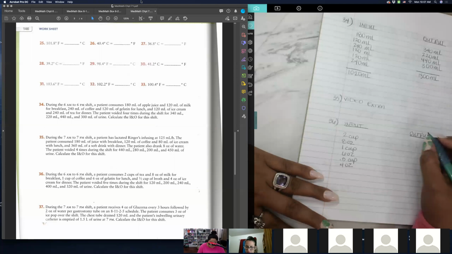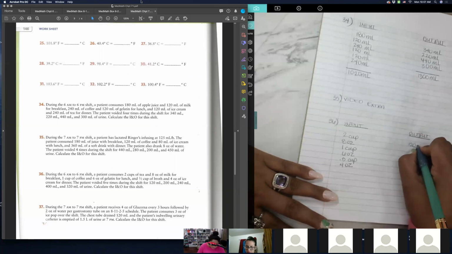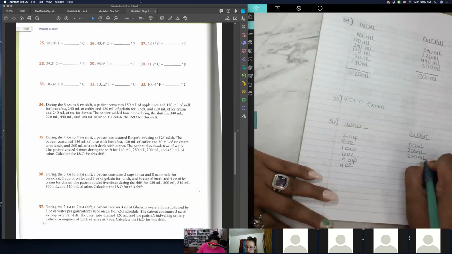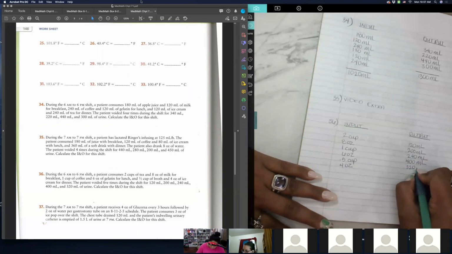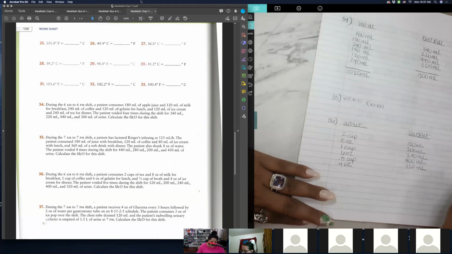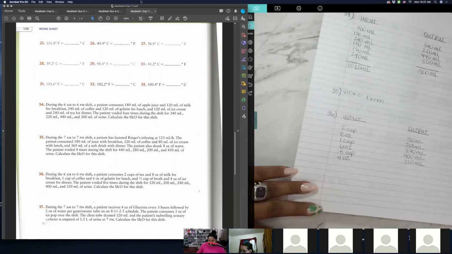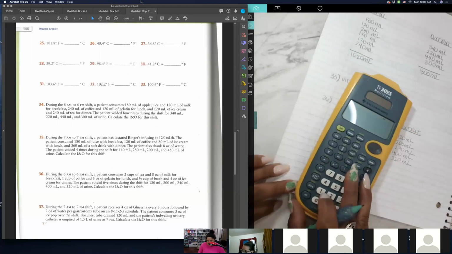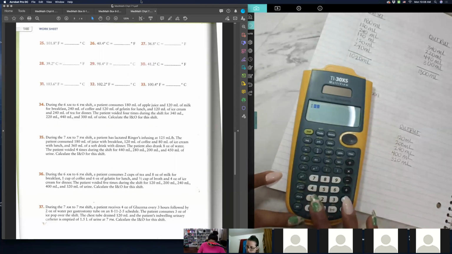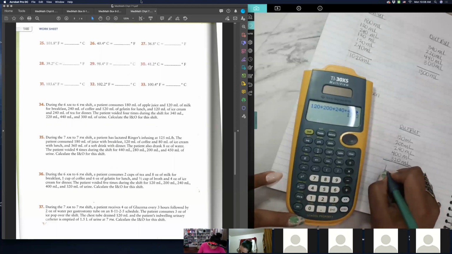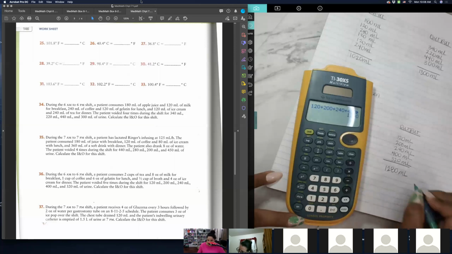Five times during the shift for 120 milliliters, 200 milliliters, 240 milliliters, 400 milliliters, and 320 milliliters. Calculate the I and O for this shift. Okay, so output, it's obviously in the same units, so add it and be done with it. 120 plus 200 plus 240 plus 400 plus 320. That's going to give me 1280 milliliters.